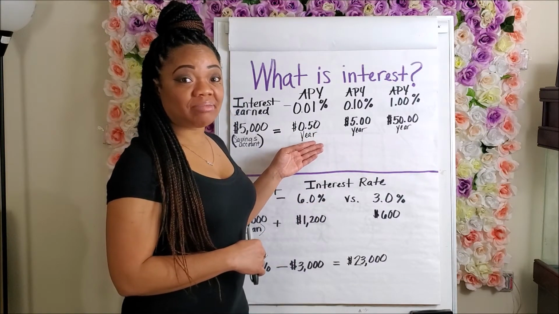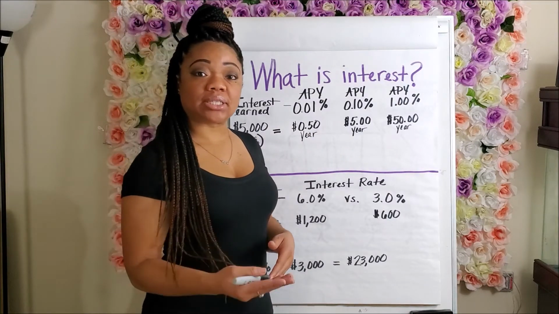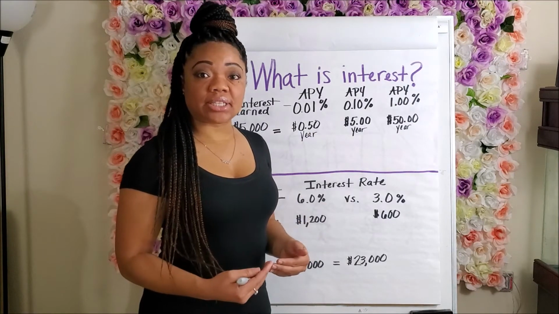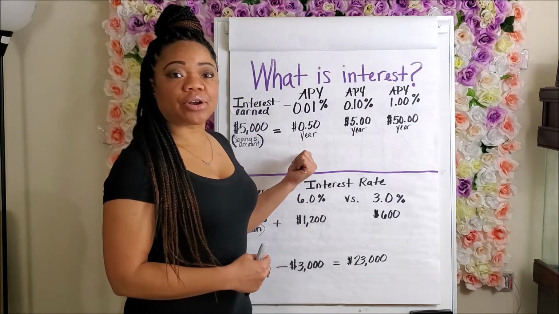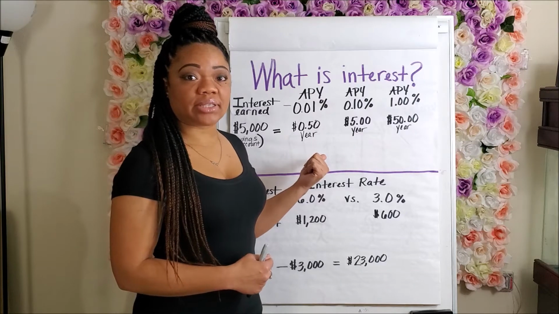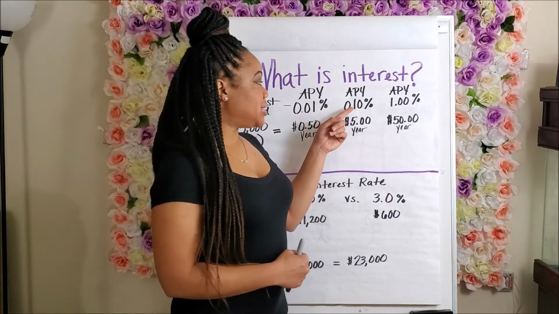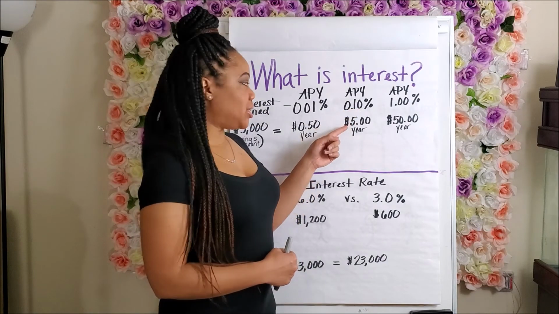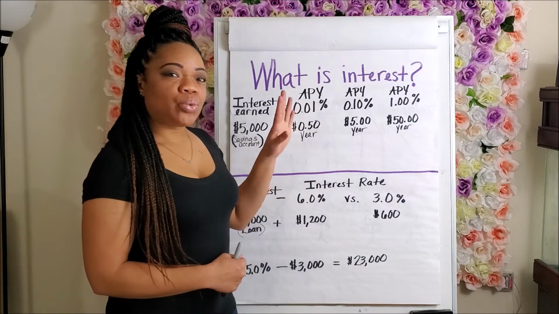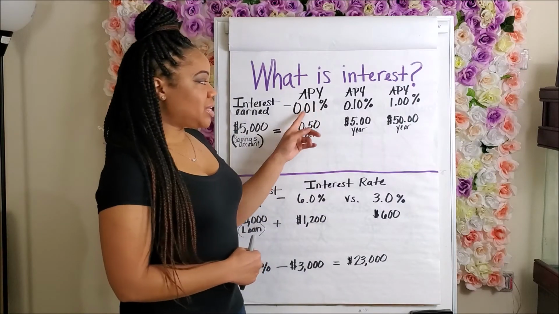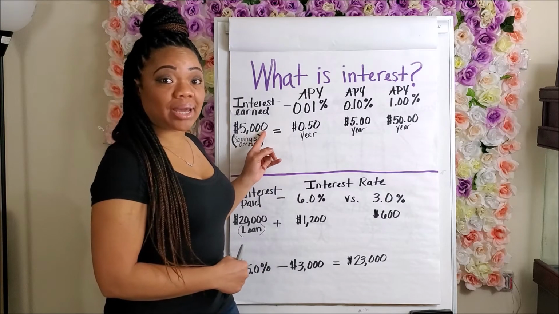Does that sound okay? Not on $5,000. $5,000 may not be a lot of money to some, but for some of us it is. And for the bank utilizing my money, I don't want 50 cents in return after a whole 365 days. I would prefer a little bit more. So our next APY is 0.10%, and that will give you a total of $5 for the year. So that's a little bit better than this, but still not enough for my $5,000 that's sitting in the bank.